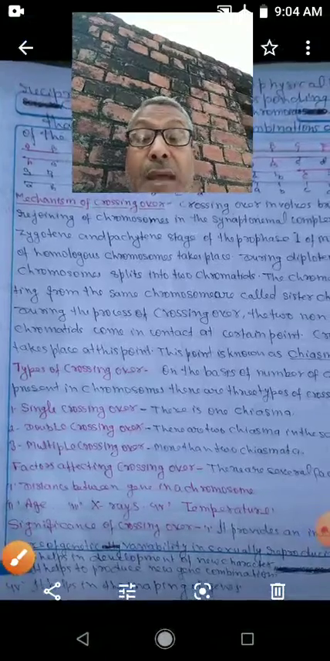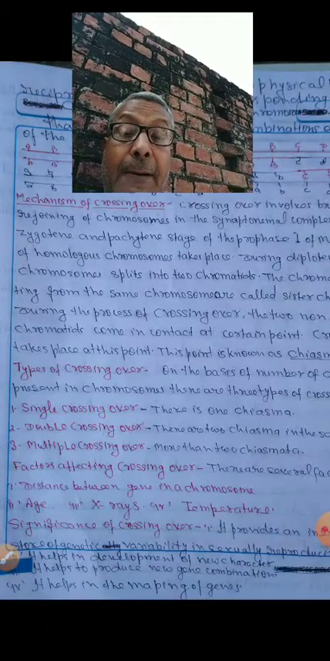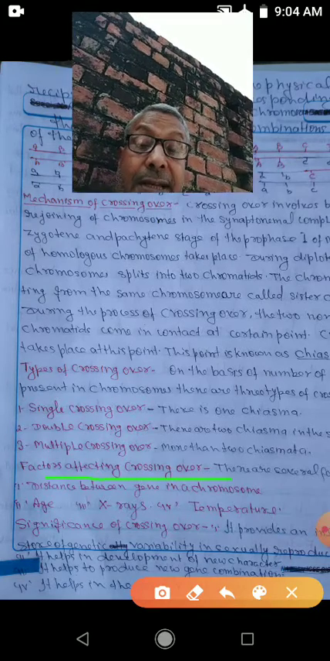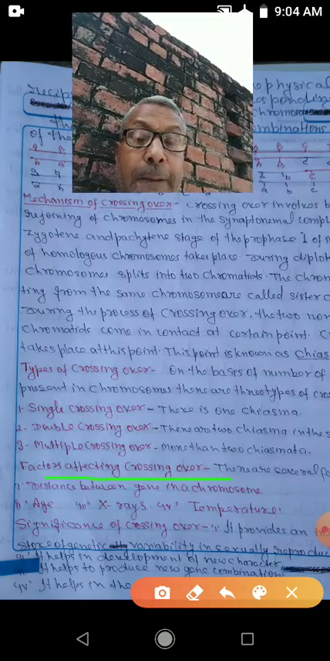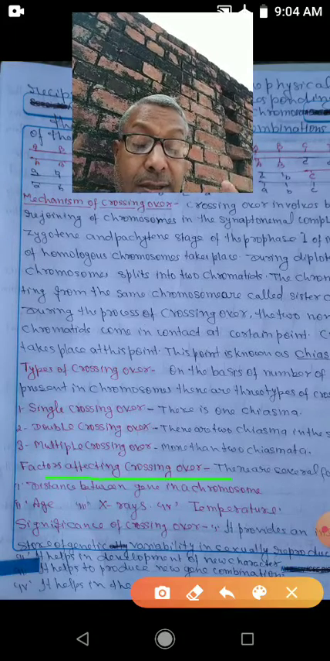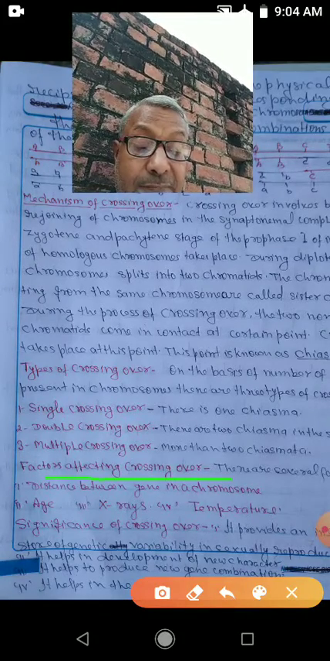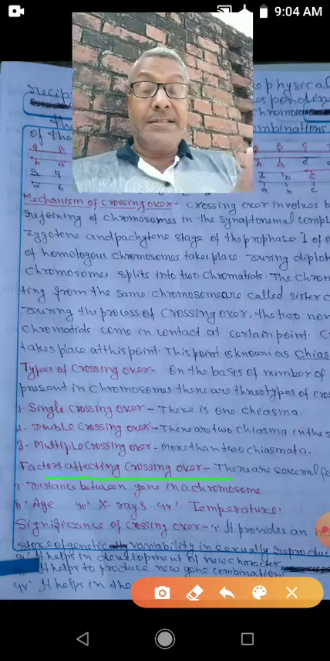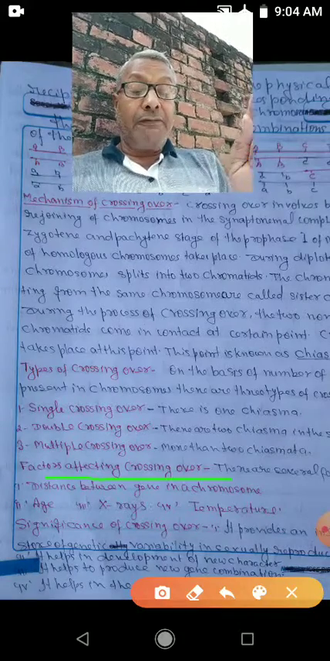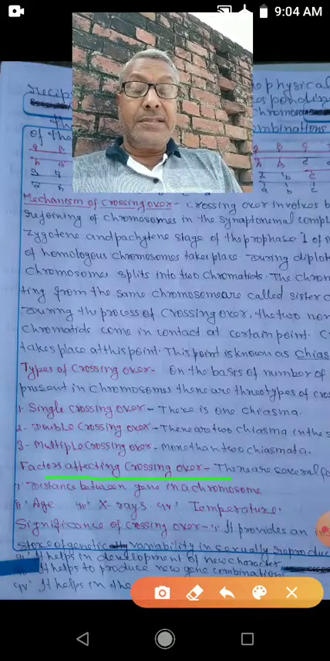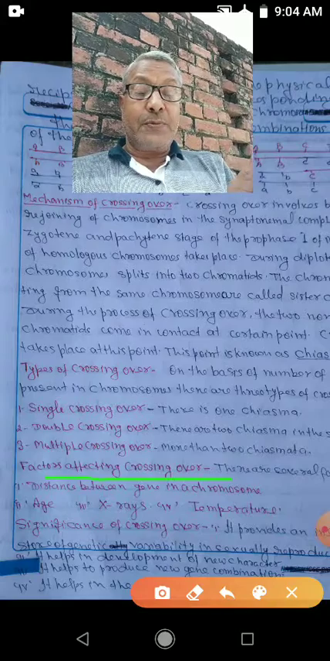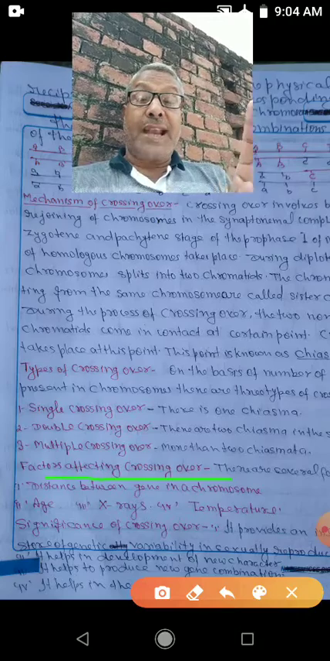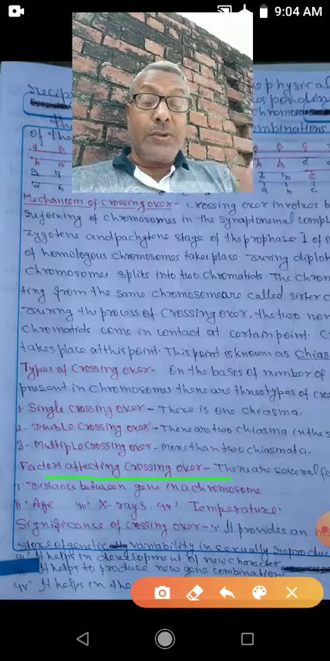Now children, you have to study factors affecting the crossing over. There are 4 factors which affect crossing over. First is distance between two genes in a chromosome. Second is age of the organism. Third is exposure to X-rays. And fourth is temperature.